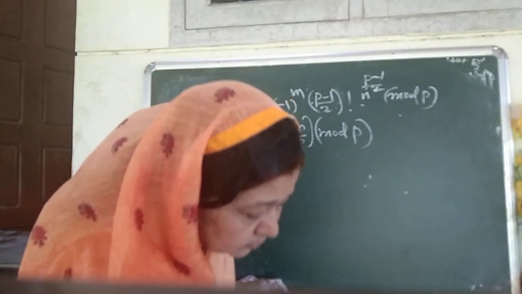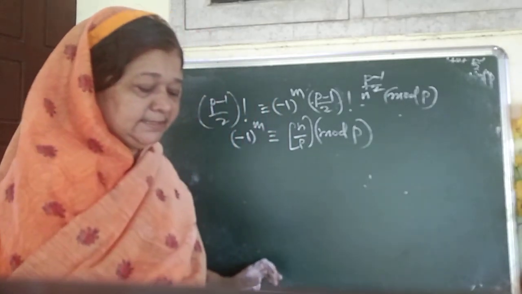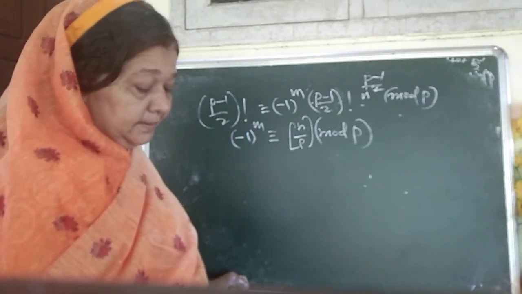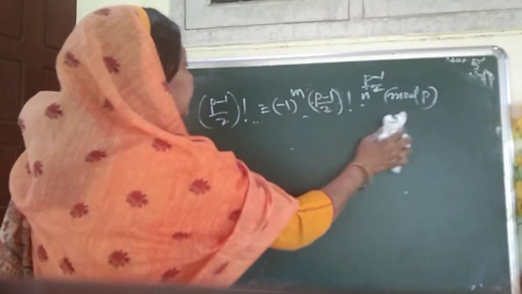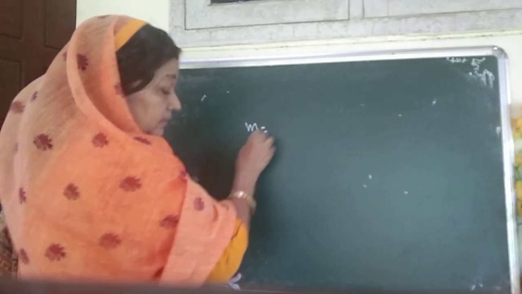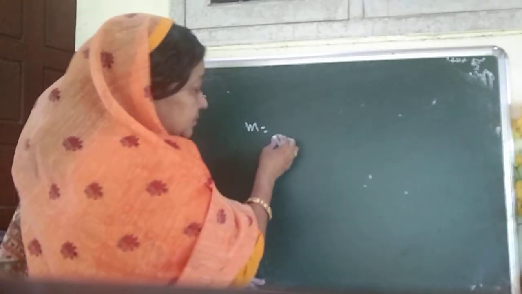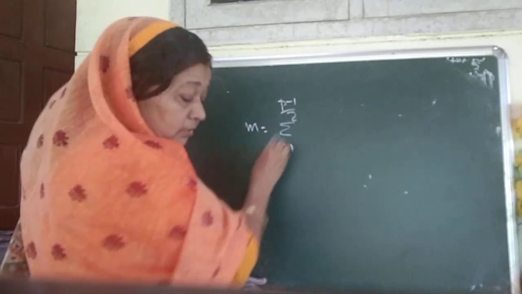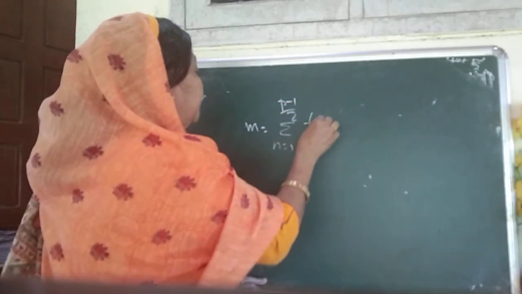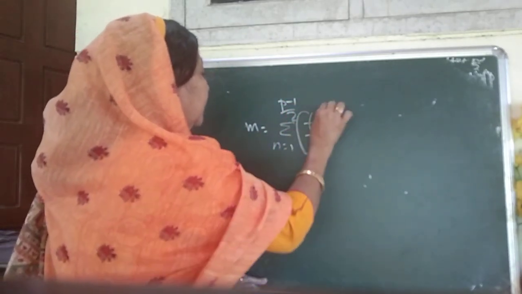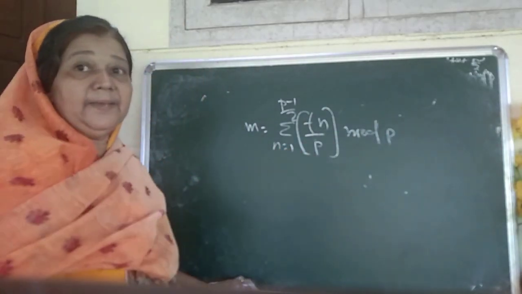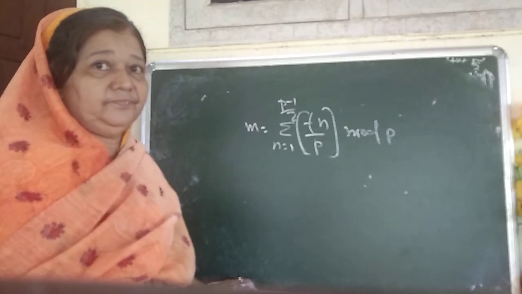Then we come on to another important theorem. That is, let M be as defined in the Gauss lemma. Then M equal to sigma n equal to 1 to P minus 1 by 2 of the integer part of Tn by P modulo 2. This Tn by P is the integer function.